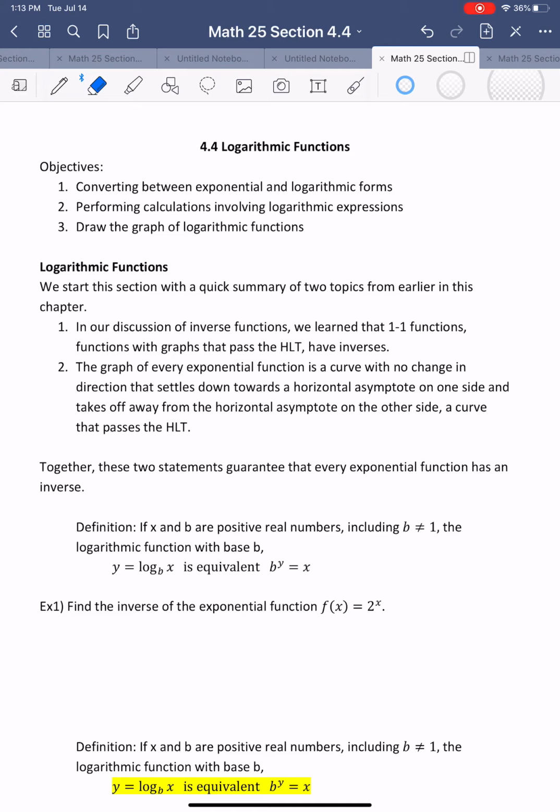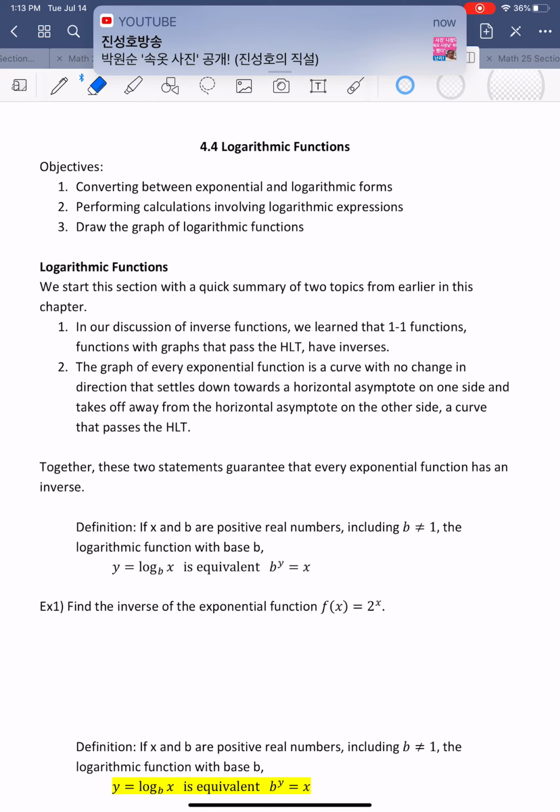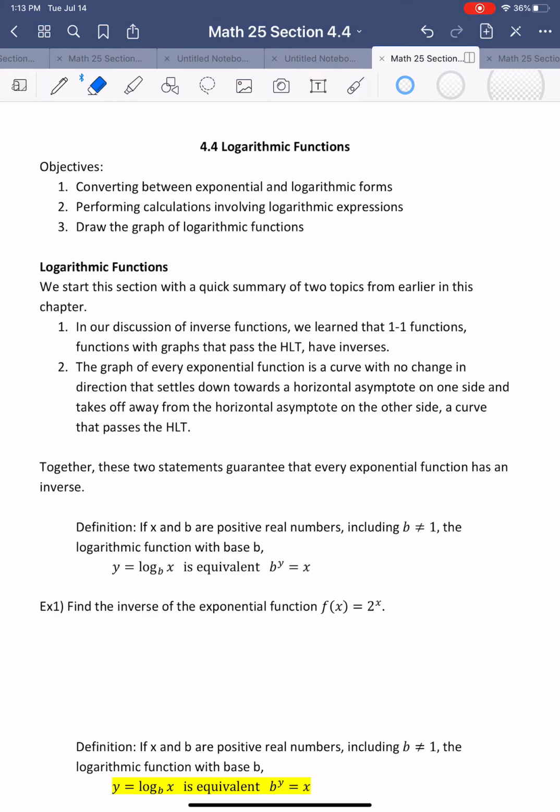So, logarithmic functions. We start this section with a quick summary of two topics from earlier in this chapter. Number one, in our discussion of inverse functions, we learned that a one-to-one function, which is a function with a graph that passes the HLT, the horizontal line test, has an inverse.